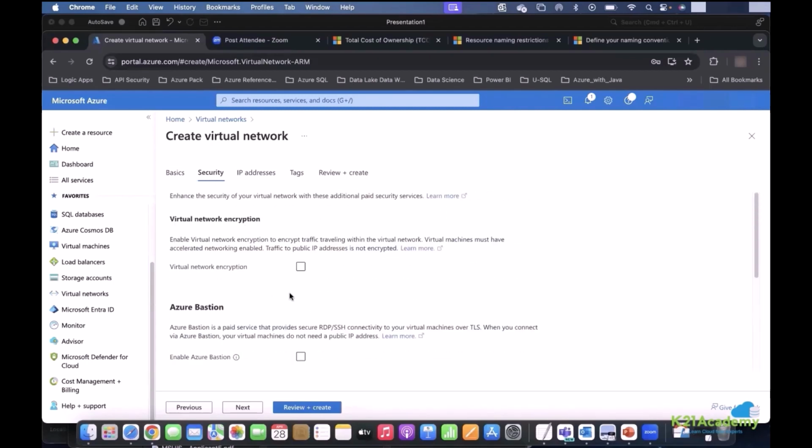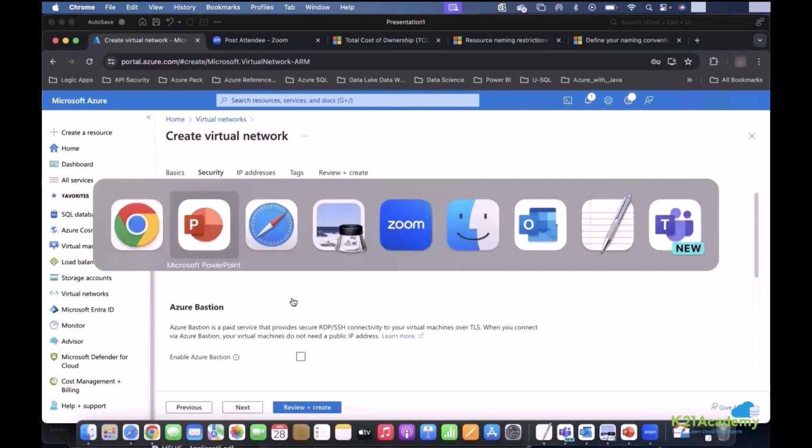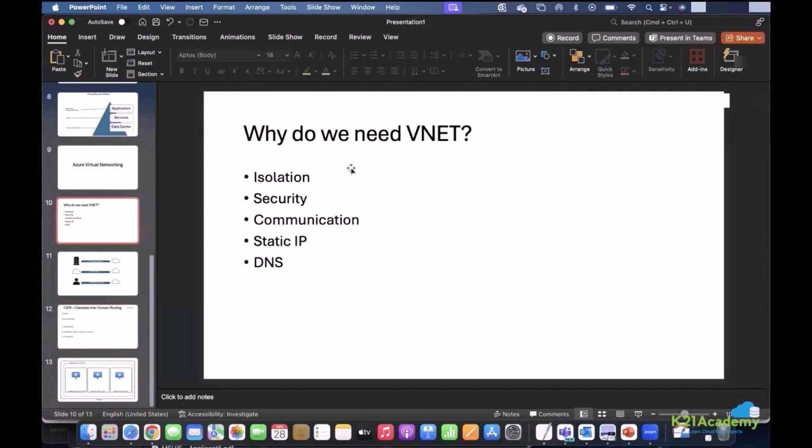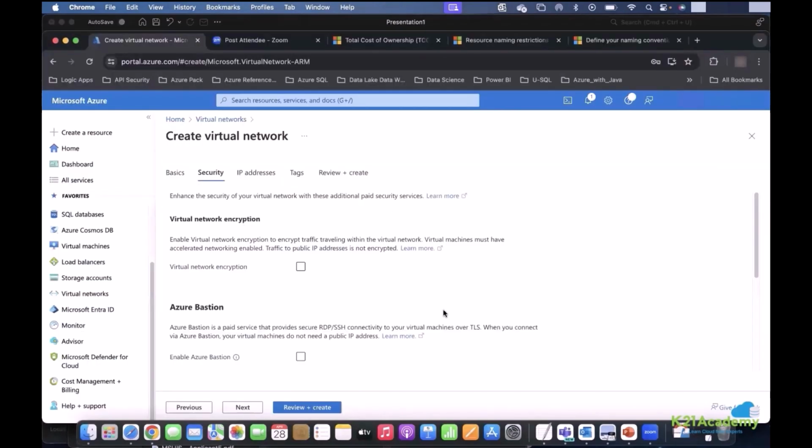From the security point of view. As I mentioned, we are expecting a virtual network to be created in terms of isolation or segregating your resources, from a security point of view, communication point of view, IP addresses, DNS and other things. So if you see the security point of view, there are different security aspects given.